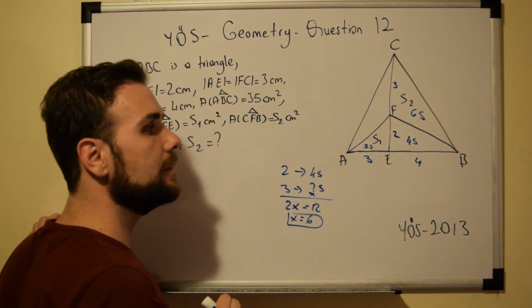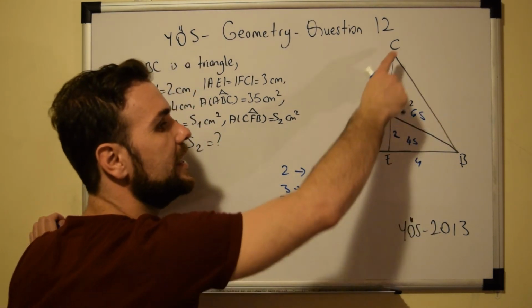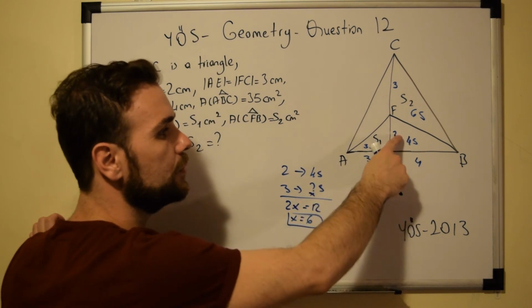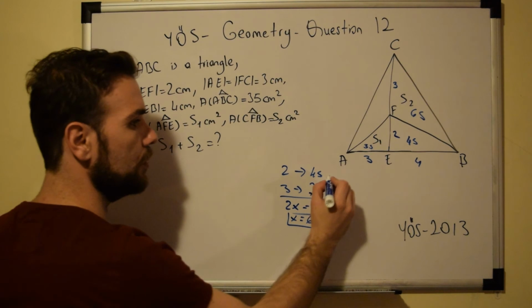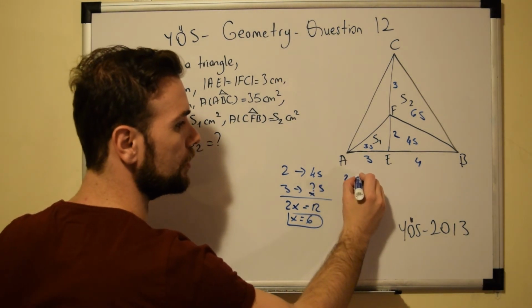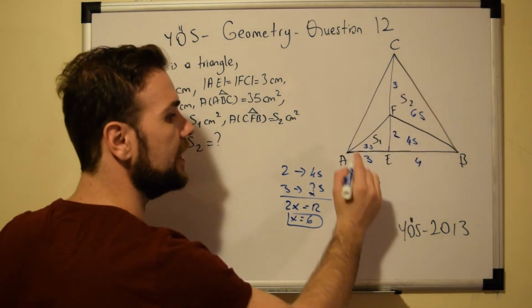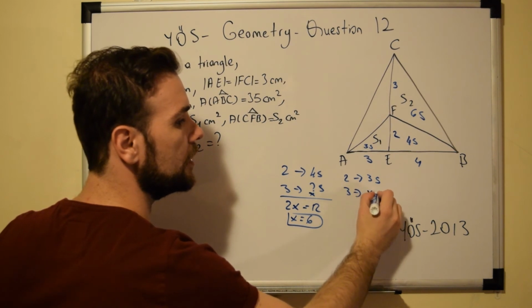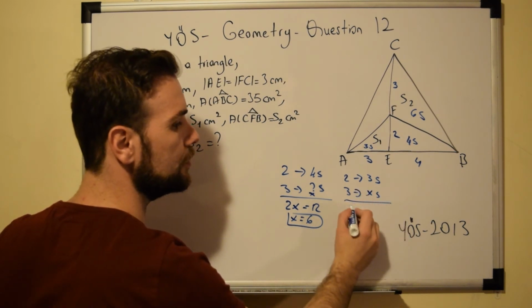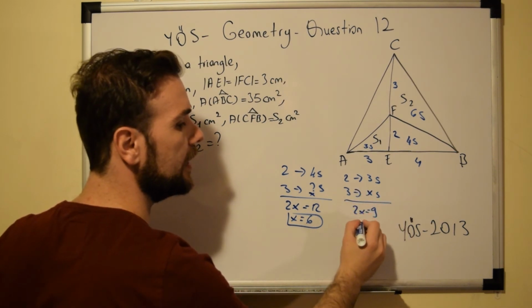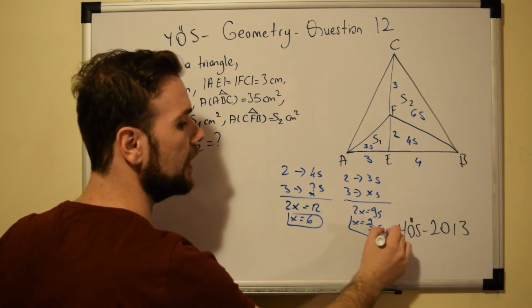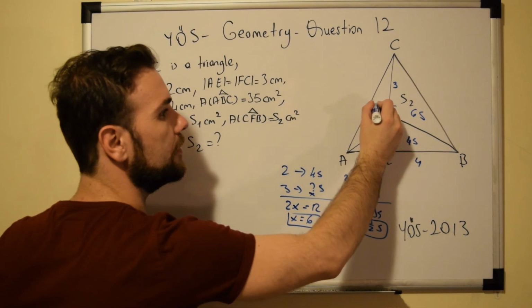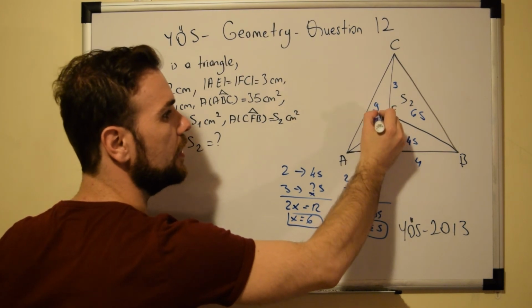Now using the same logic, we will look at the triangle ACE. By looking at this triangle, we see that 2 goes for 3s. So we have here 2 which goes for 3s, and 3 goes for what s? So we have here 2x, which is equal to 9s, and x is equal to 9 over 2 s. So we know that the area of this triangle is 9 over 2 s.